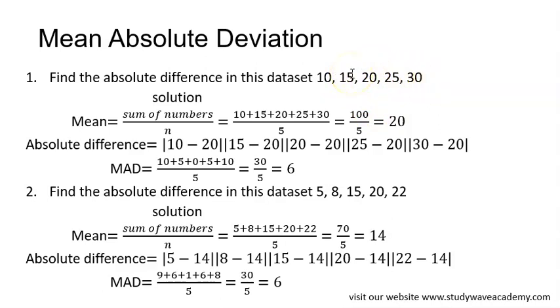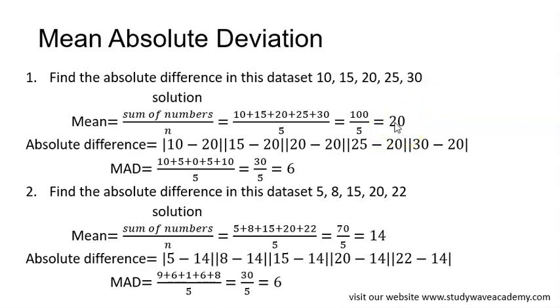So first we are going to look for the mean. And how do we solve for the mean? You remember, you add all the values together divided by the number of values, right? So you add 10 plus 15 plus 20 plus 25 plus 30 over 5. We have 5 values here: 1, 2, 3, 4, 5. So when you add them together, it's going to give you 100 over 5. 100 divided by 5 is going to give you 20. Okay?